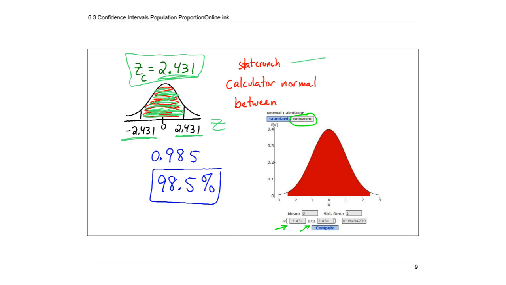So I'm going to go to StatCrunch, normal calculator, and hit between. I'm trying to find this area in the middle. I don't know a mean or a standard deviation, so I'm going to stick with 0 and 1. I'm going to put negative 2.431 on this side, and positive 2.431 on this side. And then I'm going to hit compute. When I do that, I get 0.985. That's my C. Okay, this is C. And I'm going to change it back to a percent if the problem wants it as a percent. Otherwise, I'll leave it as a decimal.